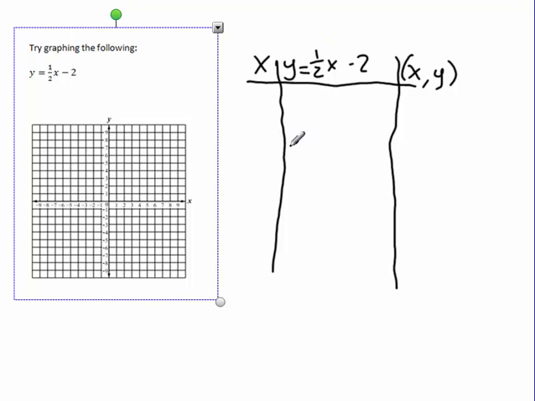Now here I'm going to get a little fancy with my x values. Because I am so fancy, you already know. How does the rest of it go? I'm so fancy. You already know.